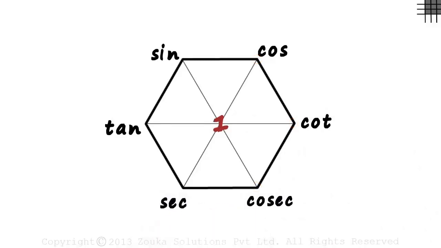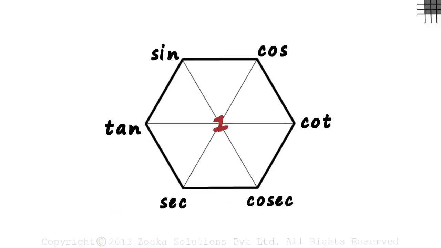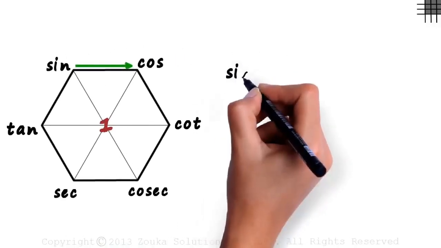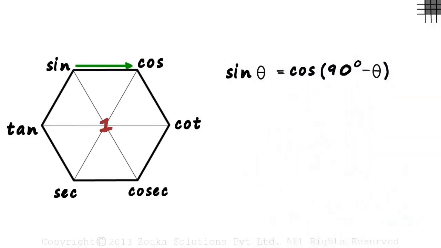Do you remember complementary angles? Yes, 2 angles are complementary if their sum equals 90 degrees. And the trigonometric functions had a special relation with complementary angles. Look at this arrow. What does it tell us about sine and cos? It tells us that sine of theta equals cos of 90 degrees minus theta. This horizontal arrow tells us that sine of an angle is equal to the cosine of its complementary angle.